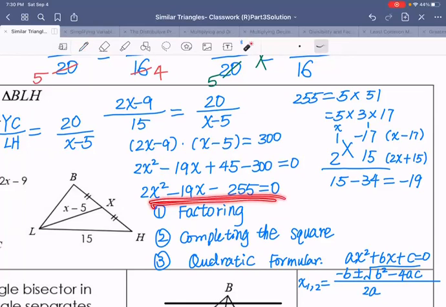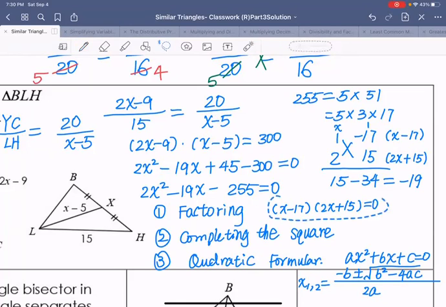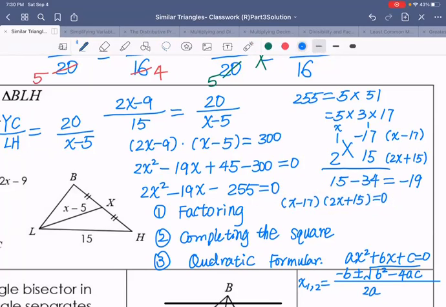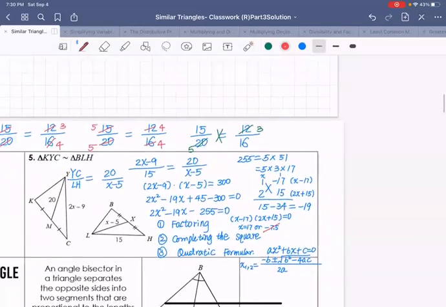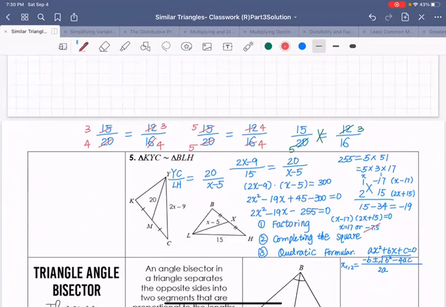This will equal zero, and then you can solve it. x equals 17 or negative 7.5. But negative 7.5 will make this negative, which is impossible, so you will exclude this one. So for any question.